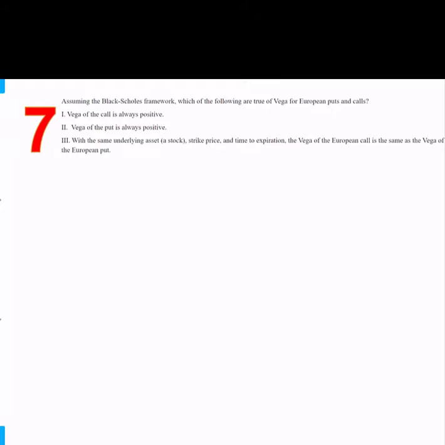Alright, problem number 7. Assuming the Black-Scholes framework, which of the following are true of Vega for European puts and calls? Vega of a call is always positive. Vega of a put is always positive. With the same underlying asset, strike price and time to expiration, Vega of a European call is the same as Vega of a European put. Vega is notated by this notation. It should be equal to the partial derivative of the price with respect to sigma, the volatility.